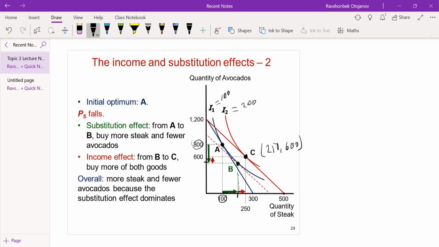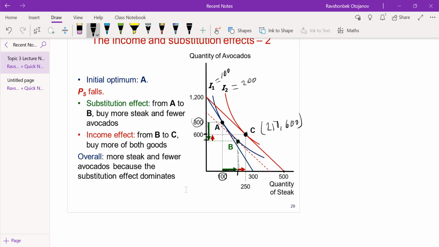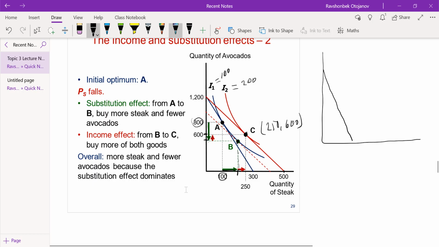It turns out the substitution effect dominates, because in the end we have a lower amount of avocados and a higher amount of steaks. What if the income effect dominates? In that case, I'll have to draw this to demonstrate here. We'll see a slightly different eventuality. So here's our old line, this is our new budget line. Let's say this is I1, and let's say this is point A, and this is our I2 here. So we move to point B.